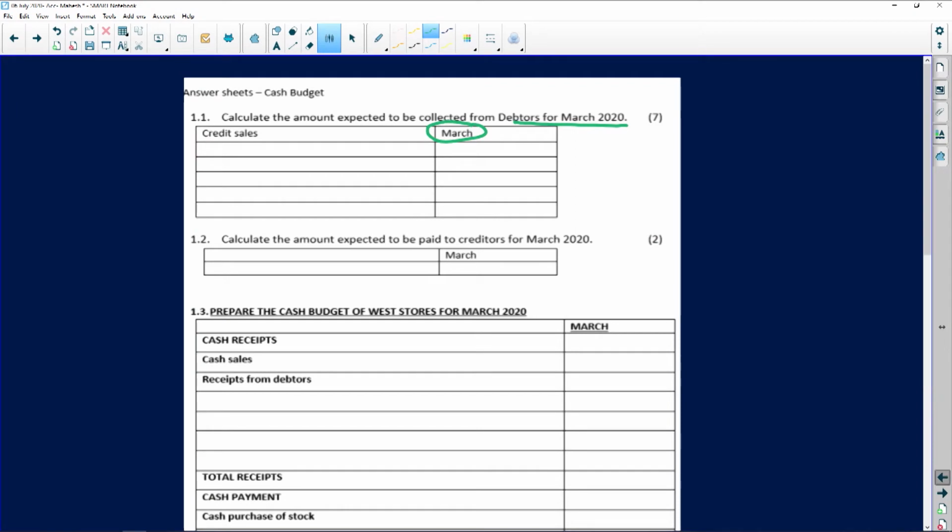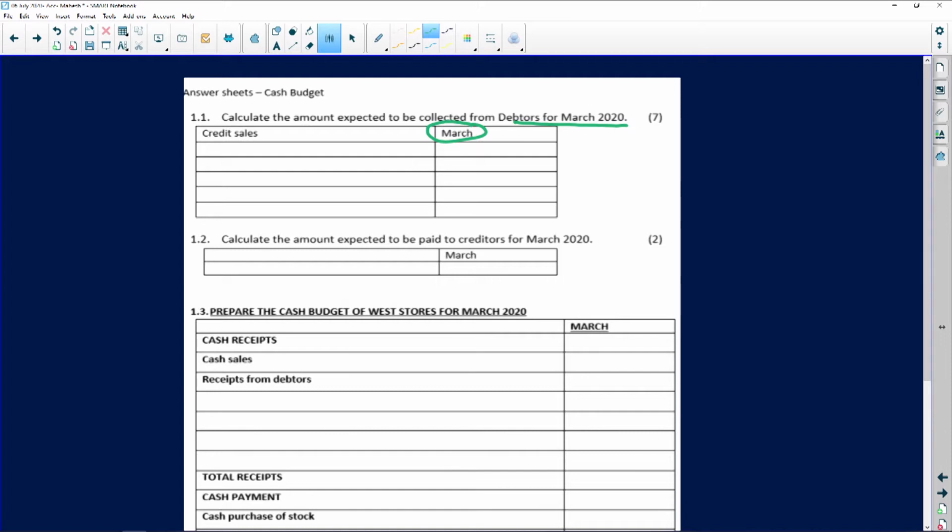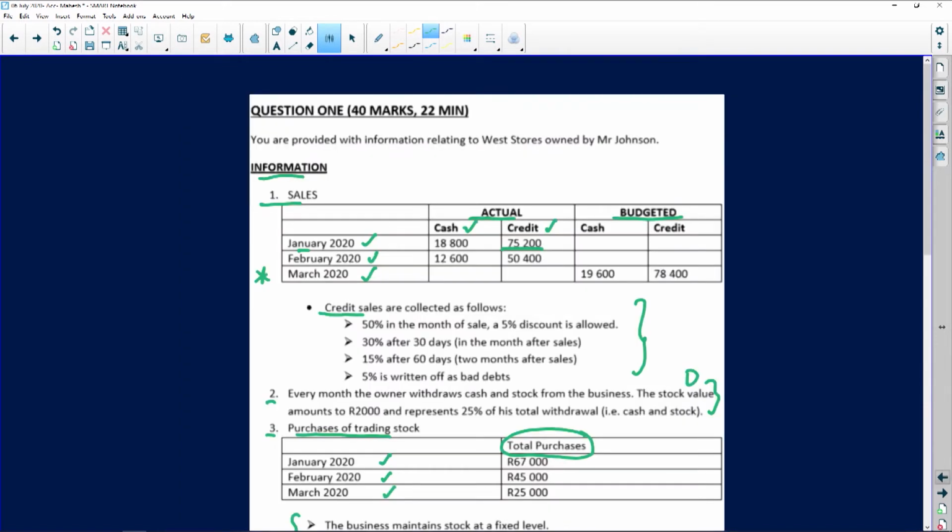We're going to go back to our information, and we're going to start with the month of January. In January, my credit sales is 75,200. I just want to take that through. So in the month of January, my credit sales are 75,200. I sell on credit in January. Now let's see how payment takes place. Credit sales are collected as follows: 50% pay in the month of sale, and they get a 5% discount.